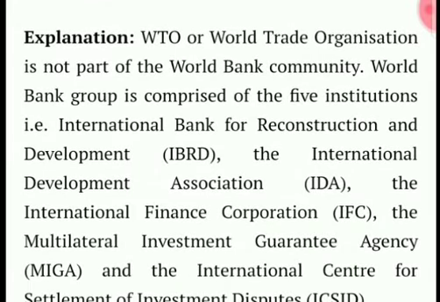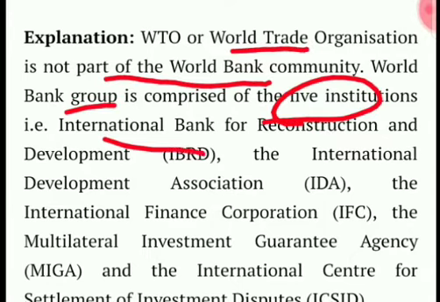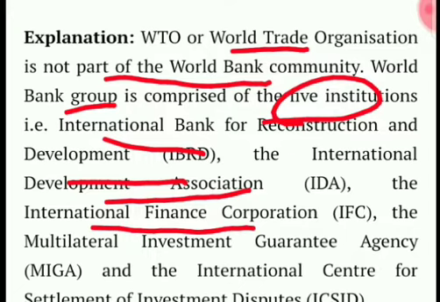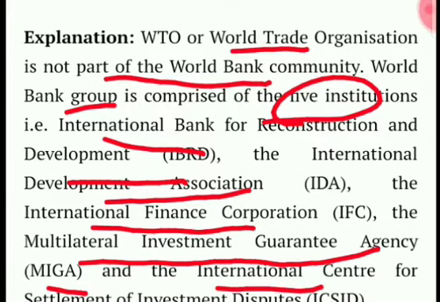WTO is not a part of the World Bank community, because the World Bank constitutes 5 institutions: IBRD, the International Bank for Reconstruction and Development; IDA, the International Development Association; IFC, the International Finance Corporation; MIGA, the Multilateral Investment Guarantee Agency; and ICSID, the International Centre for Settlement of Investment Disputes.